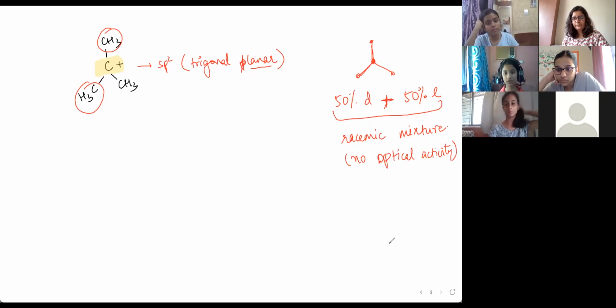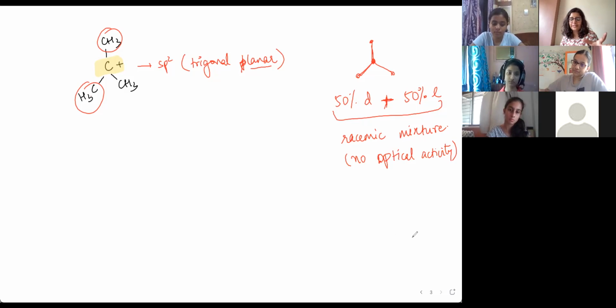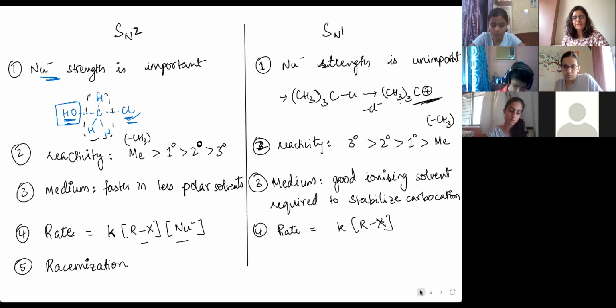Ma'am, instead of 50% dextro and 50% levo, can we say 50% is inversion and the other is the same? Yes. The word for the opposite of inversion is retention. So there will be 50% inversion and 50% retention. Once we finish going through all the differences, we'll talk a little more about optical isomerism. So this results in racemization.